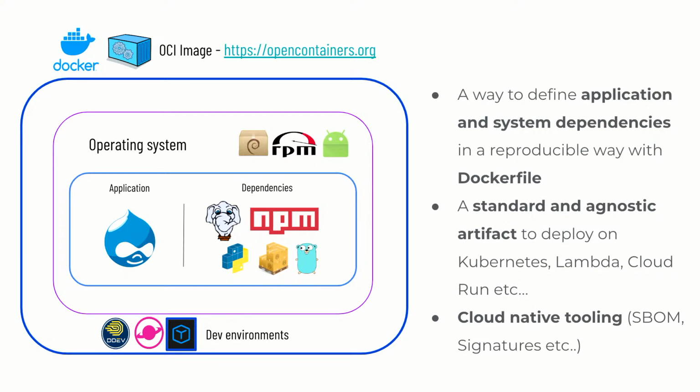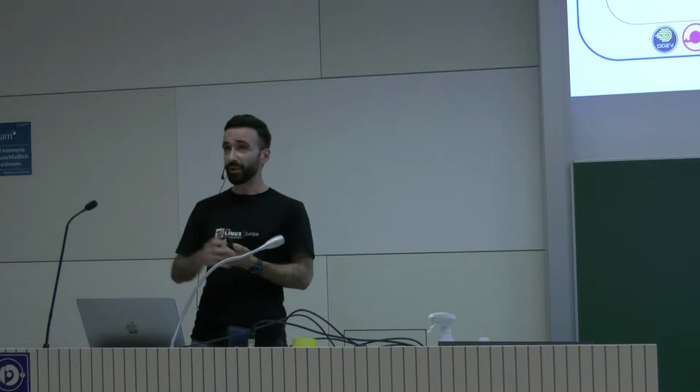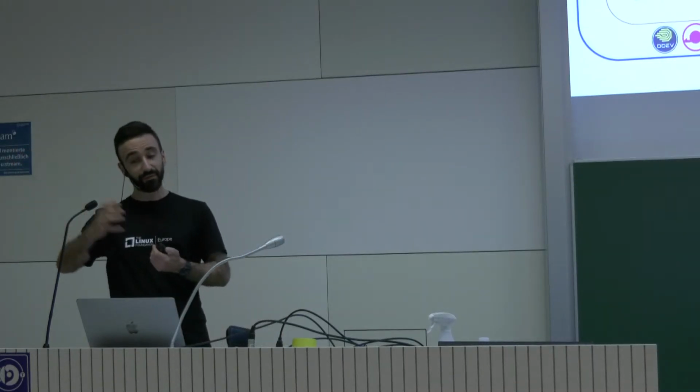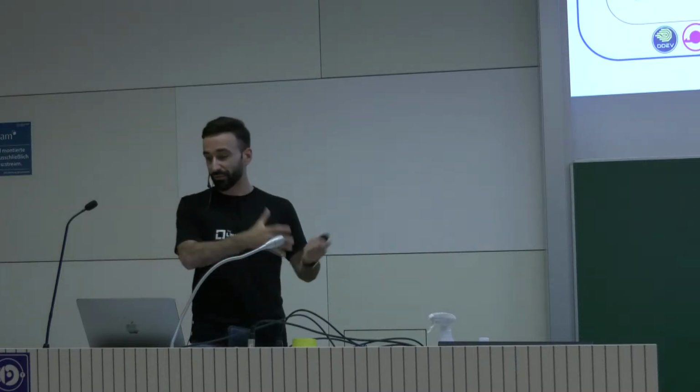They are better known as Docker containers, maybe. They allow us to do very nice things like defining our application and all the system dependencies in a reproducible way just by using a Dockerfile. As a result, this container image can be moved between the clouds, from our local development environment to the clouds, and so on and so forth.